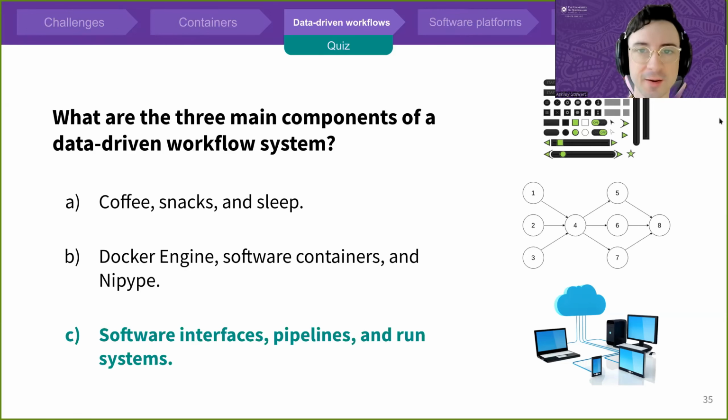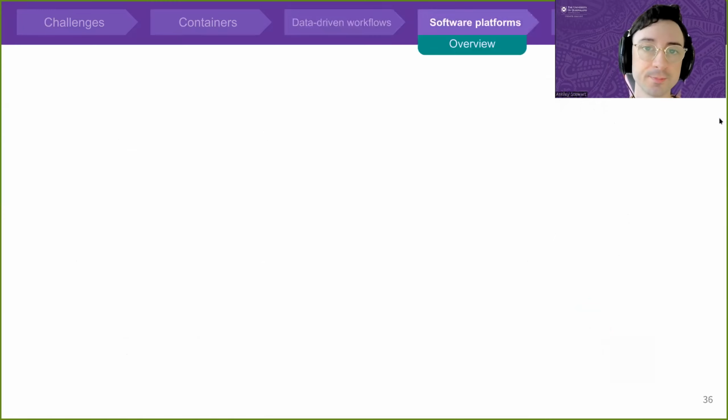So the answer to this one is C, software interfaces, pipelines, and run systems. These are generic components, and they're implemented in a range of tools like NiPipe, Nextflow, and Galaxy Project.